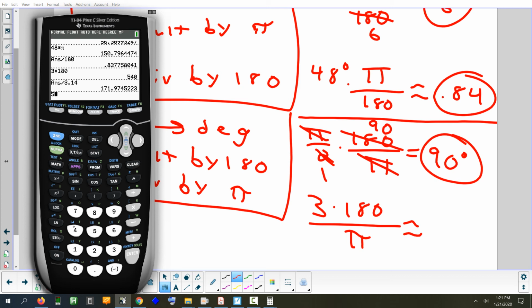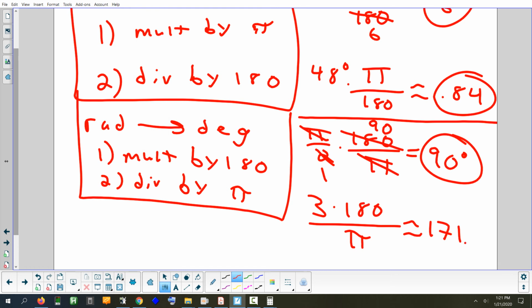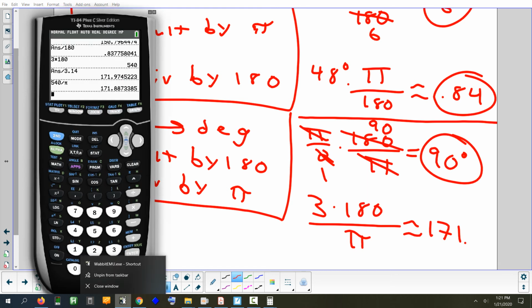Now, let's use the pi button. 540 divided by pi. 171.89. Right? There's a pretty big difference between 0.97 and 0.89. It's not like 0.89 and 0.88. That'd be kind of close. But that's why it's important to use the pi button. So 171.89 degrees. Okay.